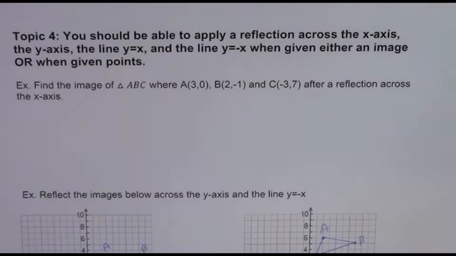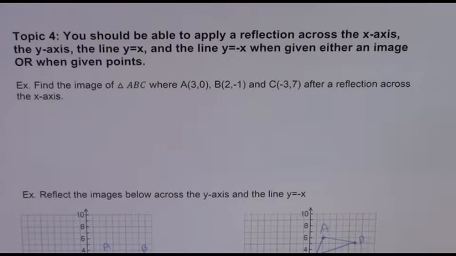Geometry 1, Chapter 4, Topic 4. You should be able to apply a reflection across the x-axis, the y-axis, the line y equals x, and the line y equals negative x when given either an image or when given points. So, the first example here.